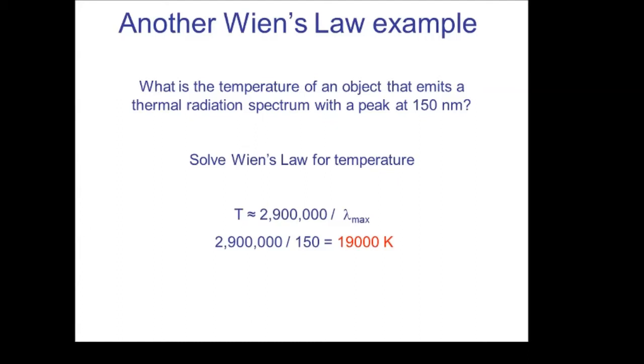You plug it into Wien's law, so you rearrange the equation. You basically just swap the two variables. We put 2.9 million over 150 nanometers, and what we get out of that is 19,000. So the object must be 19,000 Kelvin if it's emitting primarily ultraviolet radiation at 150 nanometers. That is the other way we use Wien's law. In fact, this is the primary way we use it. We don't know the temperature of objects in space, but if we can observe their wavelength, we can determine their surface temperature. That's why this is how it's primarily used.